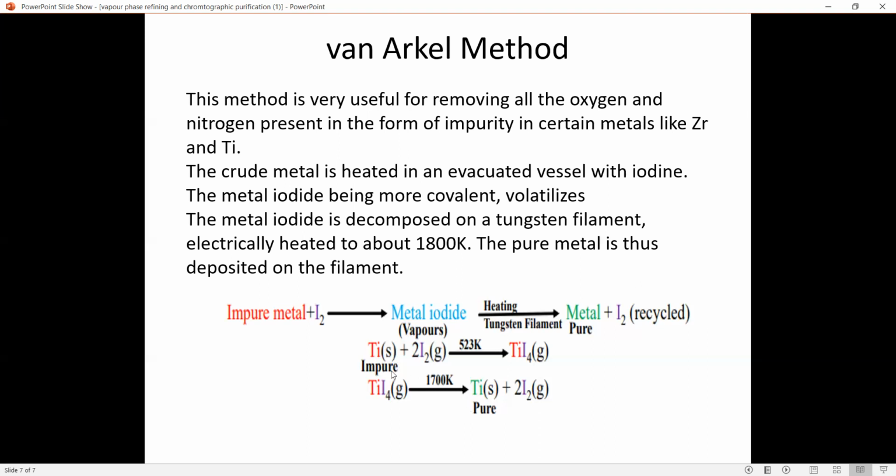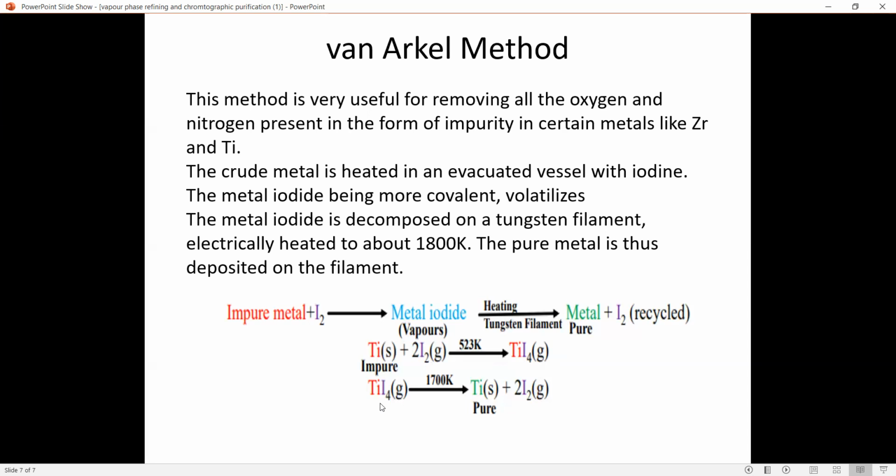Now, as an example, solid titanium, which is in the impure state, that is associated with impurities, is treated with iodine at a temperature of 523 Kelvin. When titanium iodide is formed, this g indicates gas. That means the compound is volatile and it is in the gaseous form.